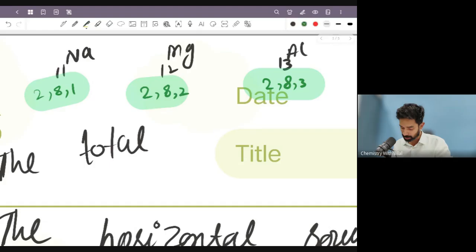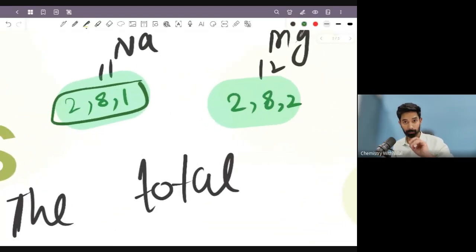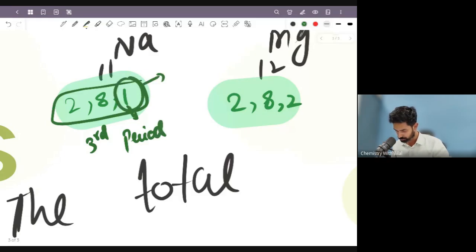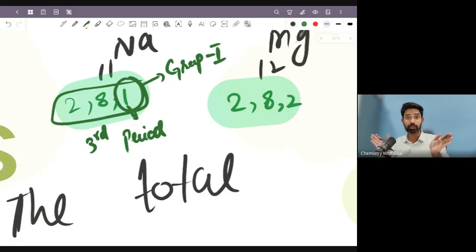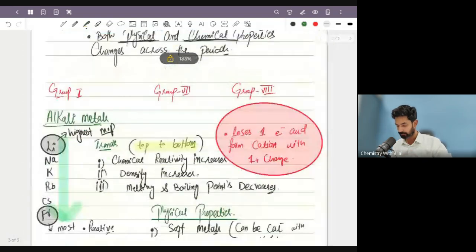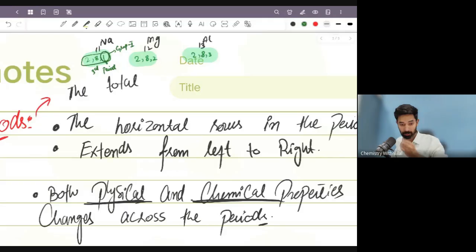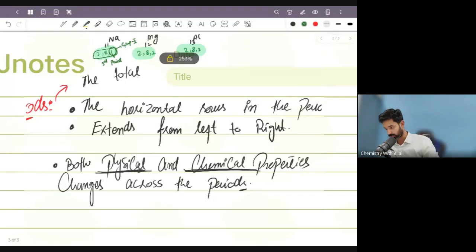Since sodium has 3 occupied shells, we can say that it is in the third period. Occupied shells tell you the period number. And it has 1 valence electron, so it is in group 1. So the last shell electrons tell you the group number, and the total occupied shells tell you the period number. So this is very important for us to understand. Then we have group 1 and group 7. I hope aapne likh liya. The total occupied shells tell you the period, and the outer shell electrons tell you the group number.